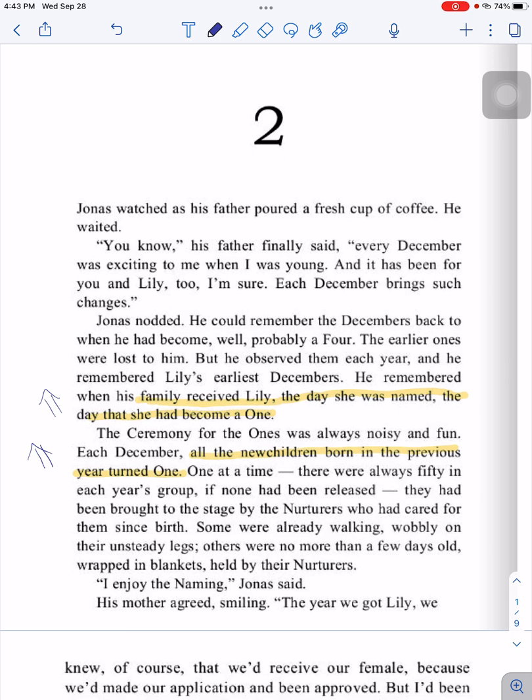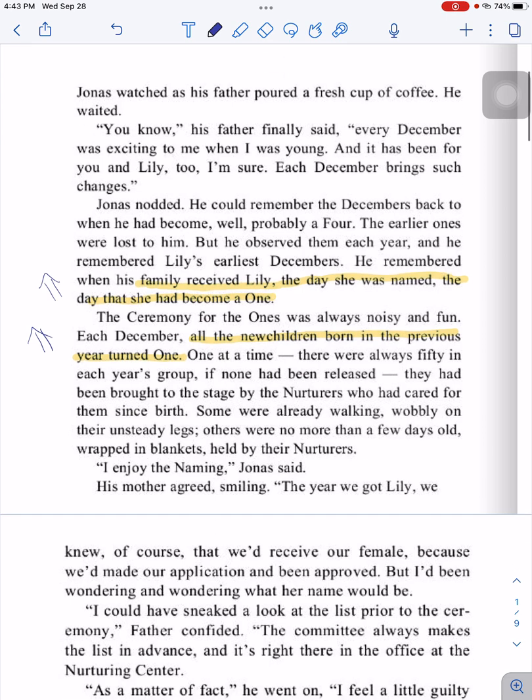"I enjoy the naming," Jonas said. His mother agreed, smiling. "The year we got Lily, we knew, of course, that we'd receive our female, because we'd made our application and been approved. But I'd been wondering what her name would be."